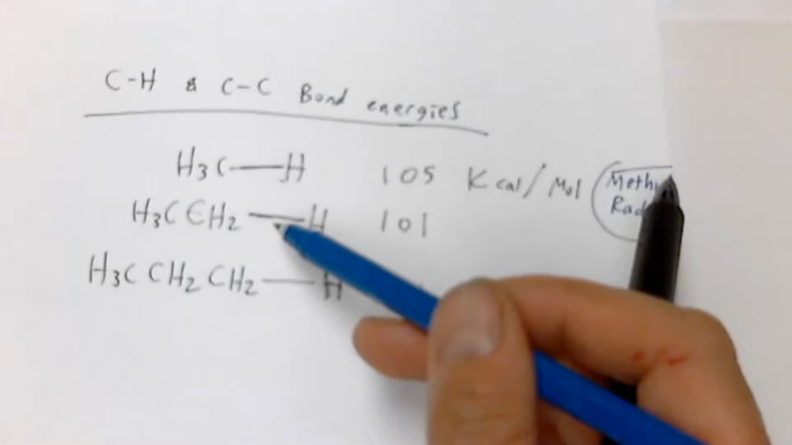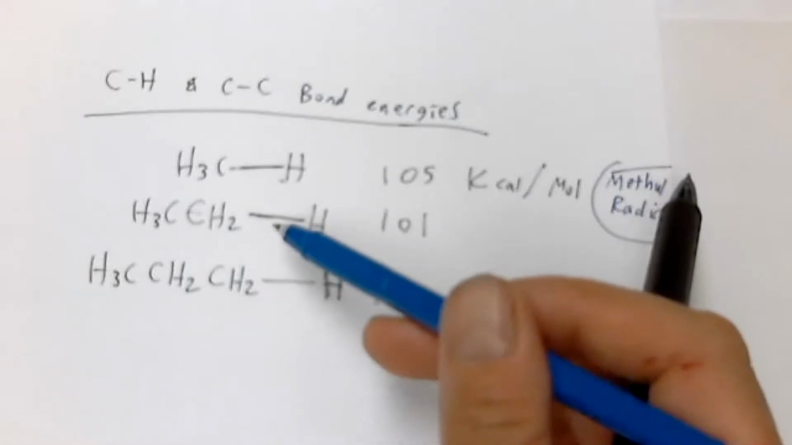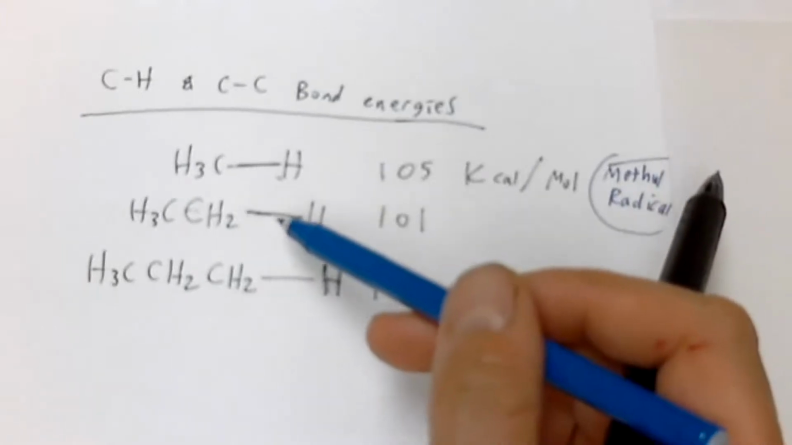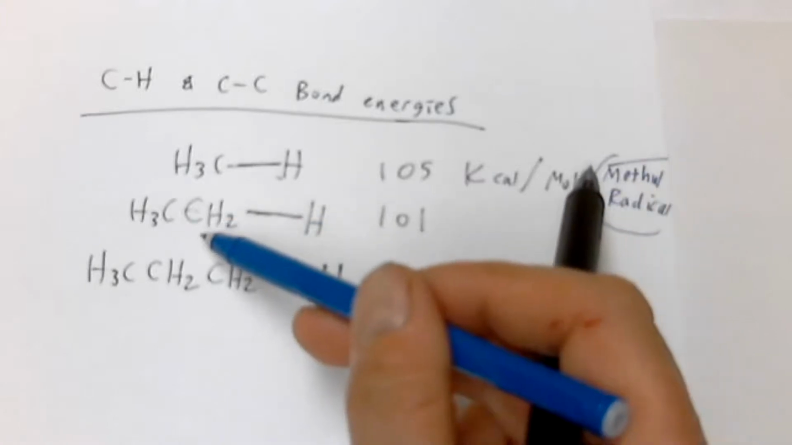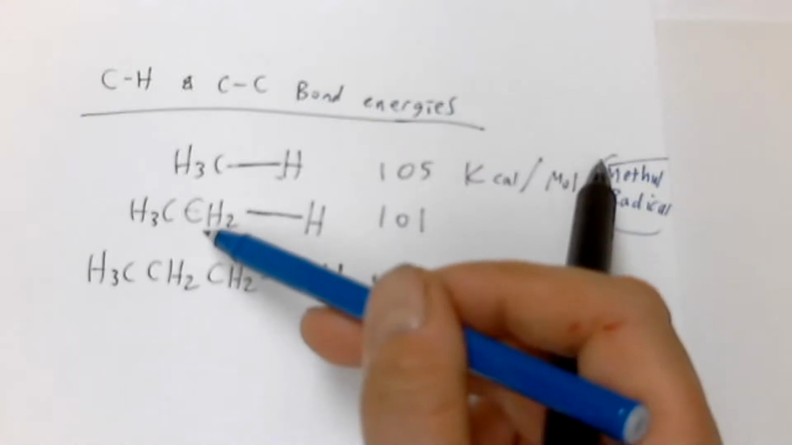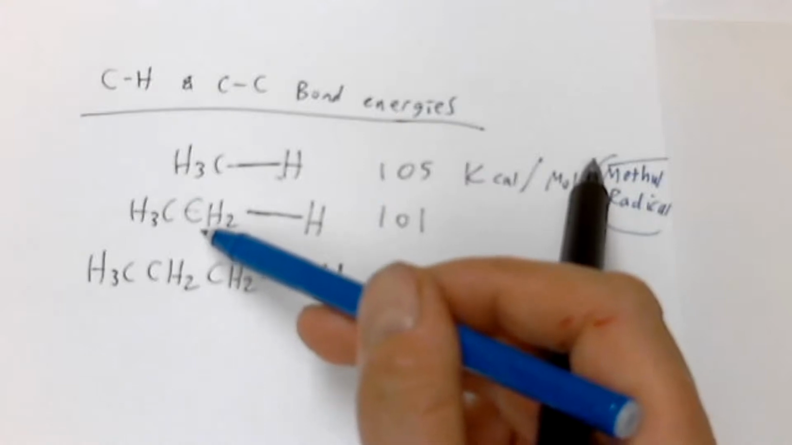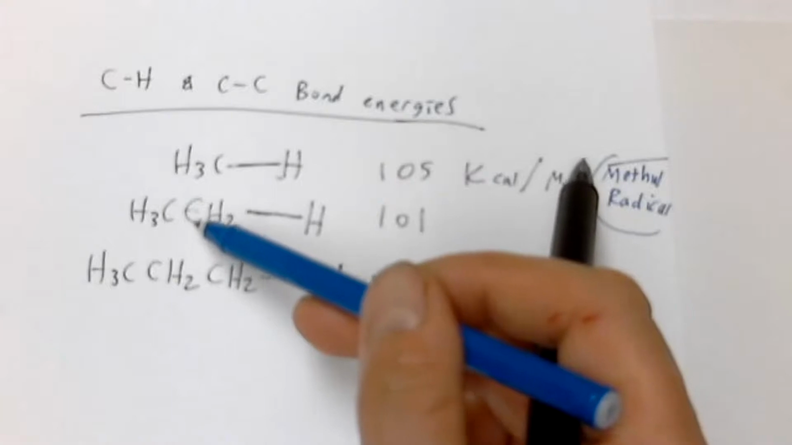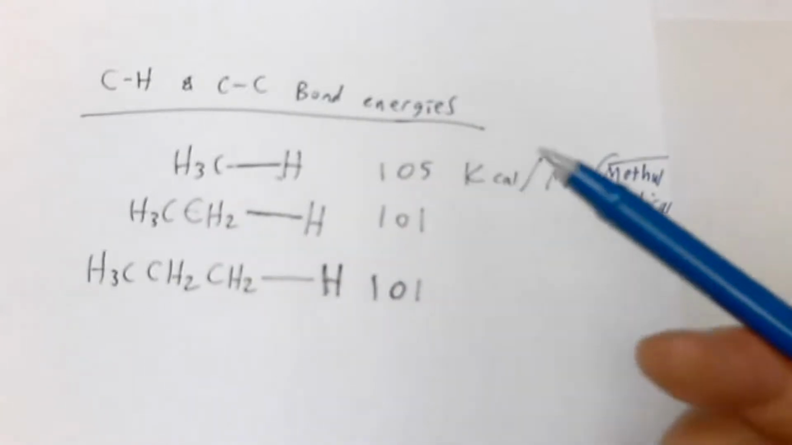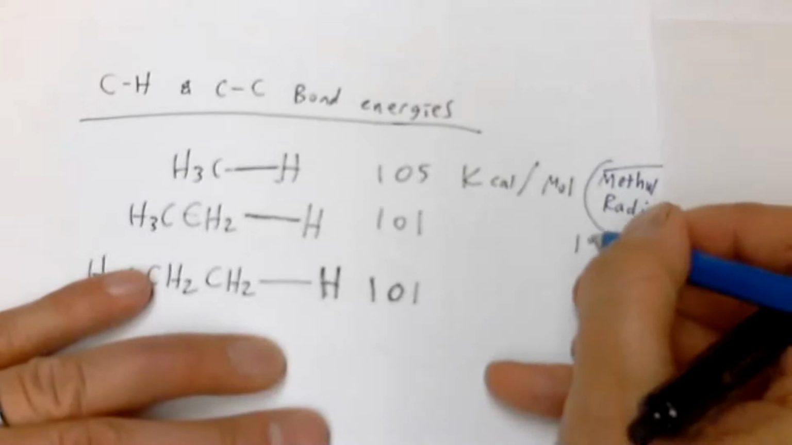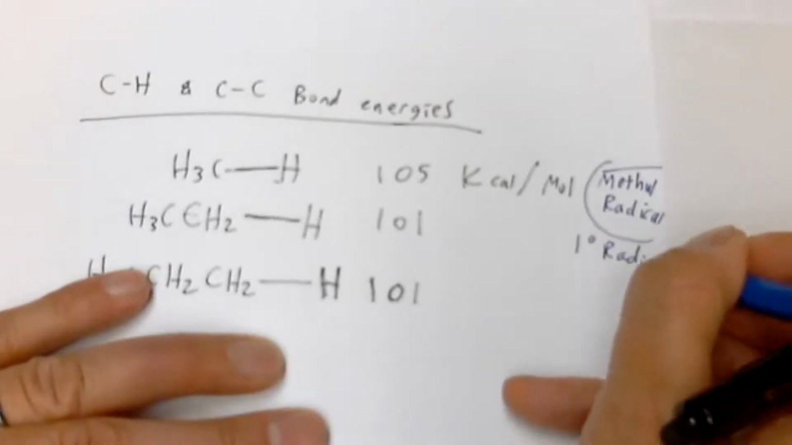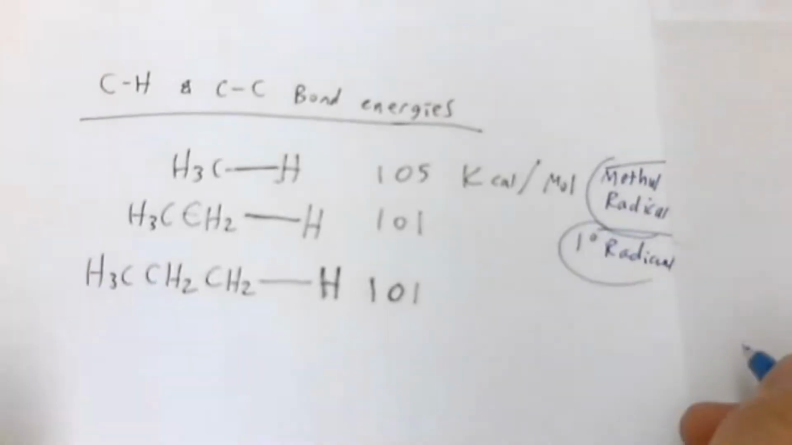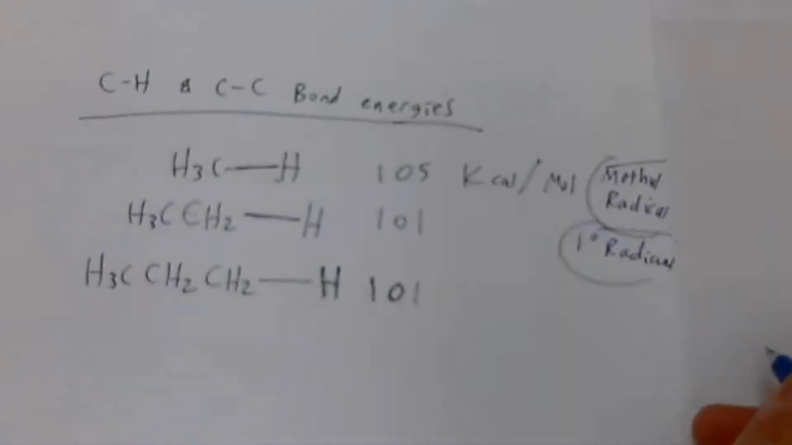Now this one, what kind of radical are you getting? Now we're going back to our primary, secondary, tertiary nomenclature. If this bond goes away and you're left with a CH2 dot, is that a primary, secondary, or tertiary radical? It's actually primary, because the carbon only has one other carbon on it. So it makes a primary radical, right?